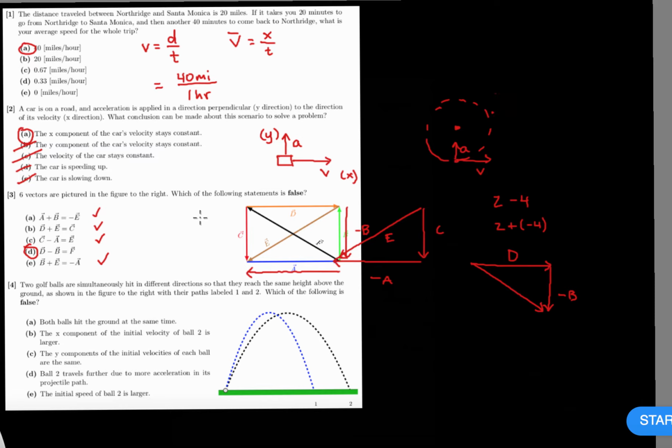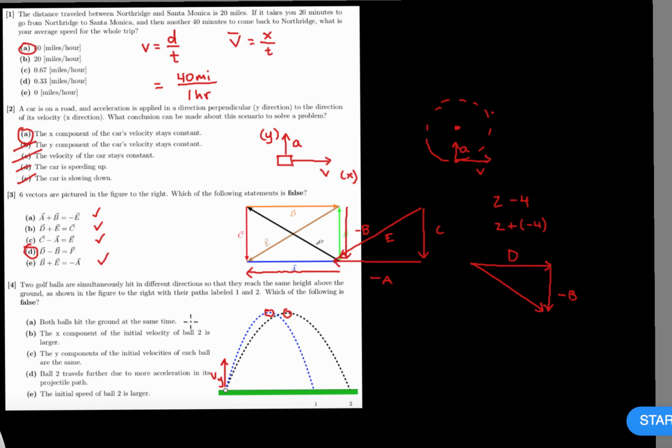So since both balls get to the same height, they must have both had the same y component when they started off. Even though the black one had a different angle, a different x component of velocity, which creates the different angle, which makes it go further. But they're both in the air for the same amount of time.